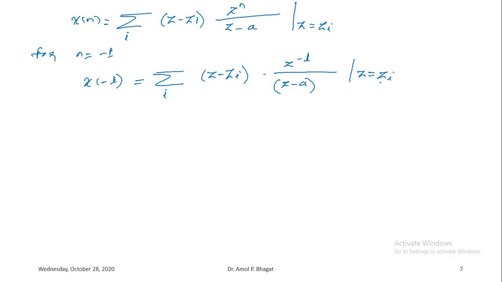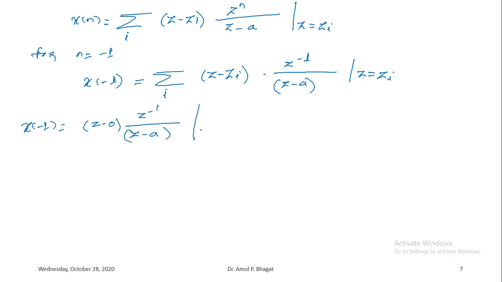But as there are two poles, I will replace this zi with what? 0 as well as with a. So there will be two terms, okay? So for x of -1 there will be two terms. First one will be for zi is equals to 0, right? So it will be z minus 0, again z inverse upon z minus a, right?